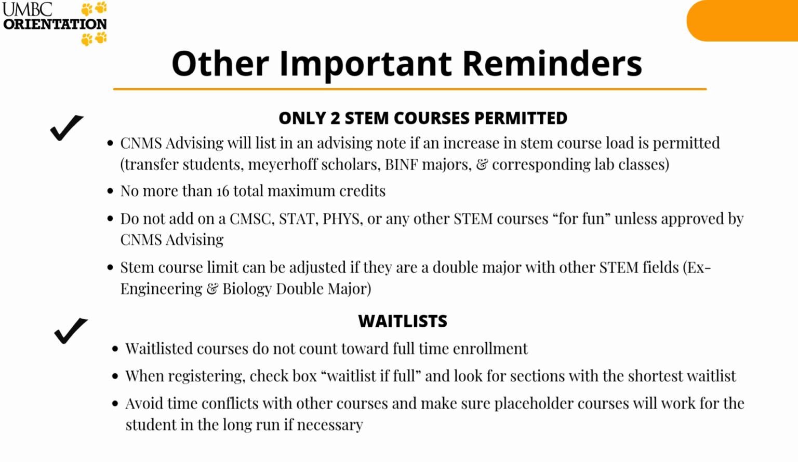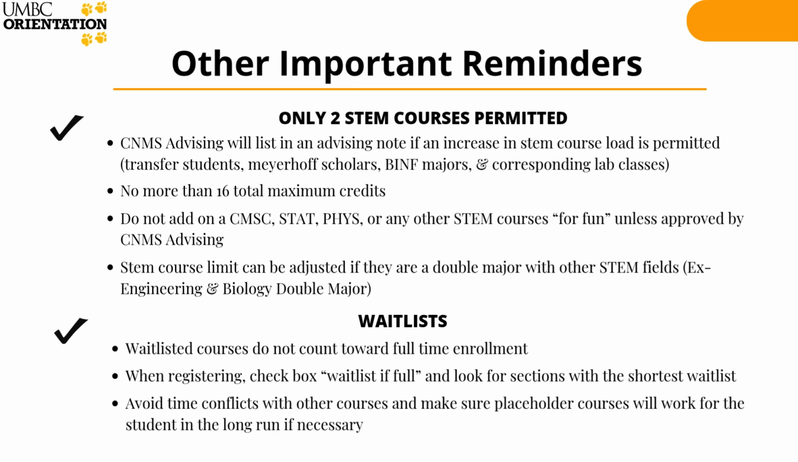Here are some other important reminders to keep in mind. Usually, we only recommend 2 STEM courses for students within our majors. However, there sometimes can be exceptions, and that might include transfer students, certain scholarship groups, bioinformatics majors, and those who are taking corresponding lab classes. We ultimately recommend no more than 16 total credits in a student's first semester, and we do not recommend adding on additional computer science, statistics, physics, or really any other STEM courses for fun unless approved by CNMS advising.